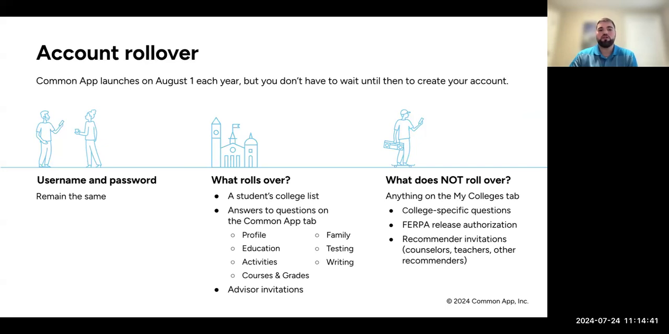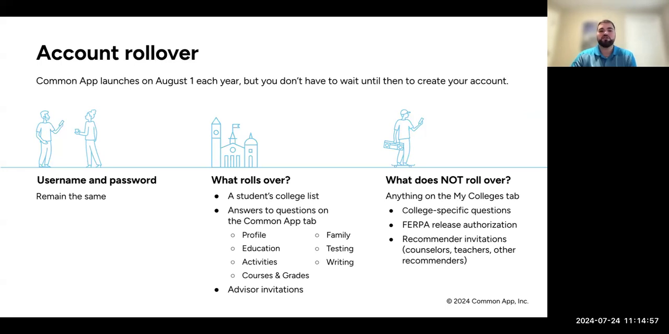What rolls over is your college list. So if you're already adding 3, 4, 5, 10 colleges to your list, those are going to stay with you. You're not going to have to find them again. Those will always be in your list. You will be the one to add them or remove them from your list at any time.